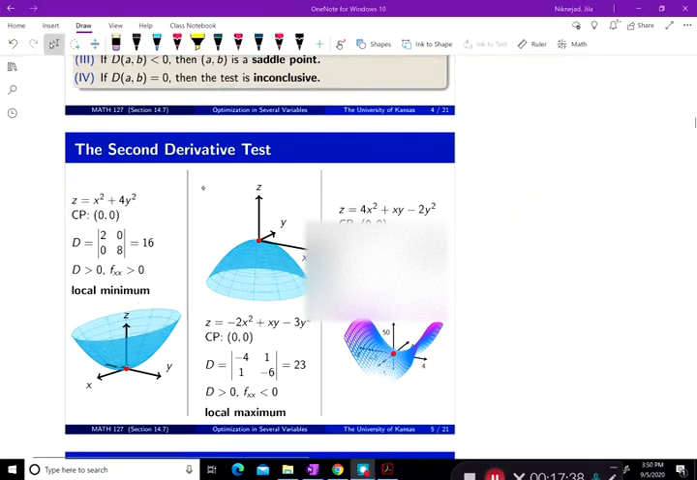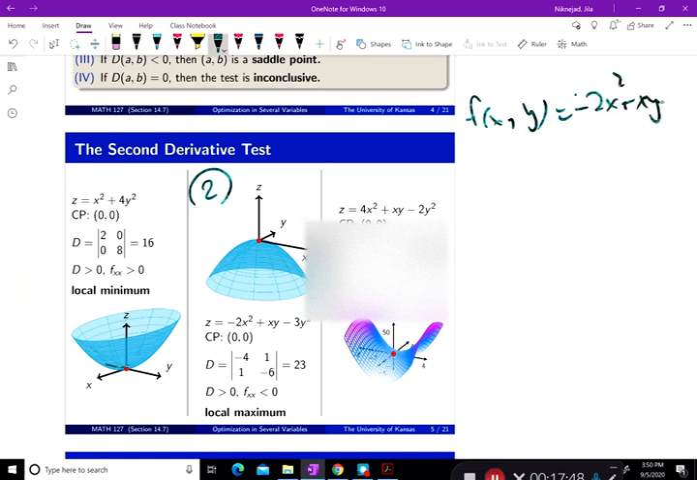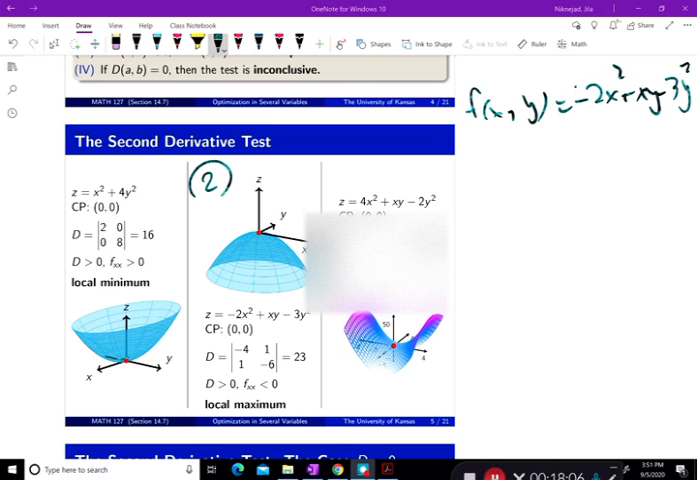Now let's do number 2. In here, f of x and y is negative 2x squared plus xy minus 3y squared, which is again a hyperboloid looking downward, and the axes of the ellipses are a little bit off the xy axes.